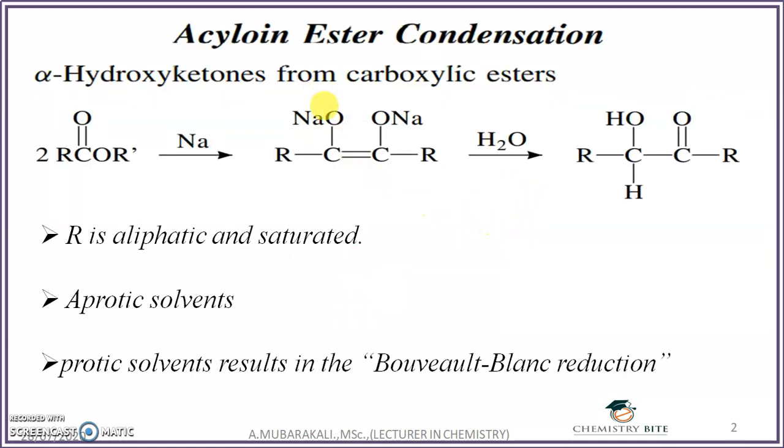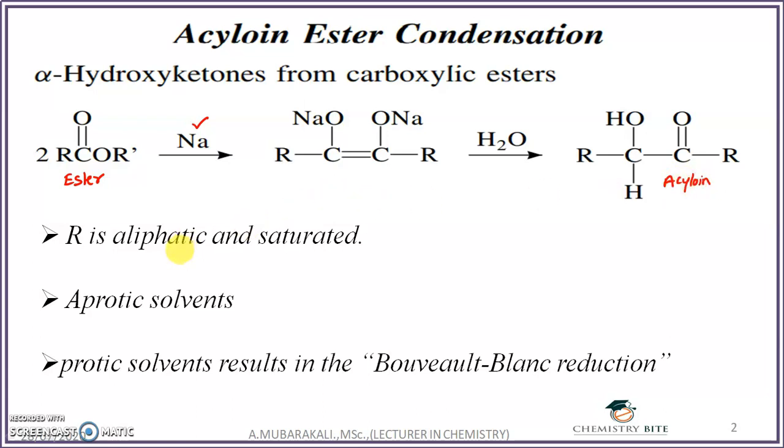Coming to the reaction, the Acyloin condensation reaction is a bimolecular reductive coupling of two esters using metallic sodium to yield an alpha hydroxyketone, which is known as an Acyloin. Here we prepare the alpha hydroxyketone from the carboxylic ester. Here you can see the ester. The ester reacts with sodium under inert conditions to form an alpha hydroxyketone. Here you can see the final product, Acyloin.